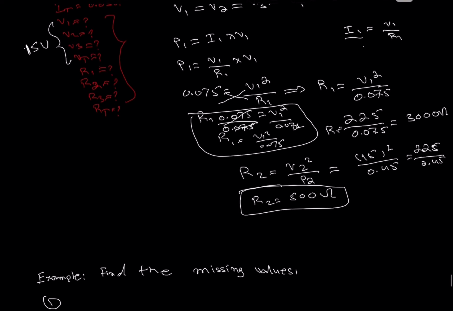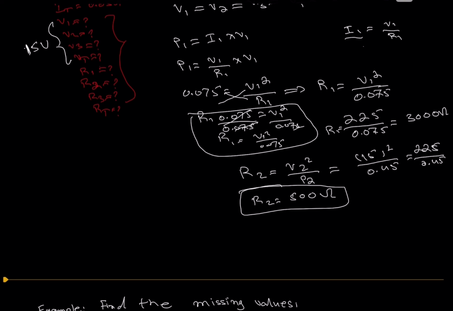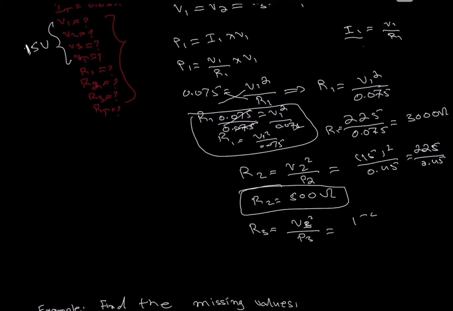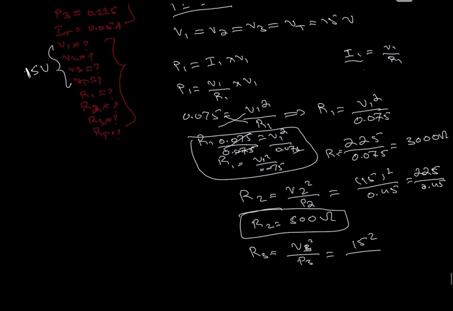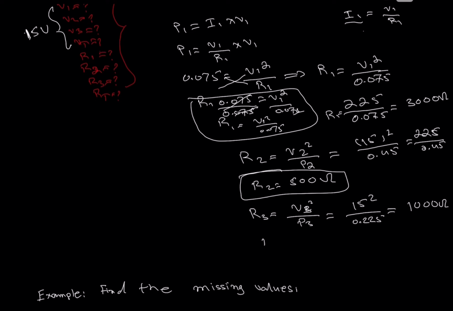Now let's find R3 the exact same way we did R2 and R1. R3 will be equal to V3 squared over P3. V3 is the same, 15 squared. P3 is 0.225. That will be 225 divided by 0.225, which will give me 1000 ohms. So R3 is 1000 ohms.